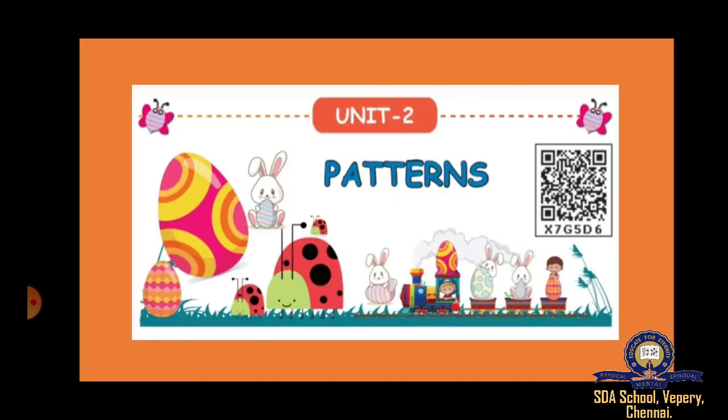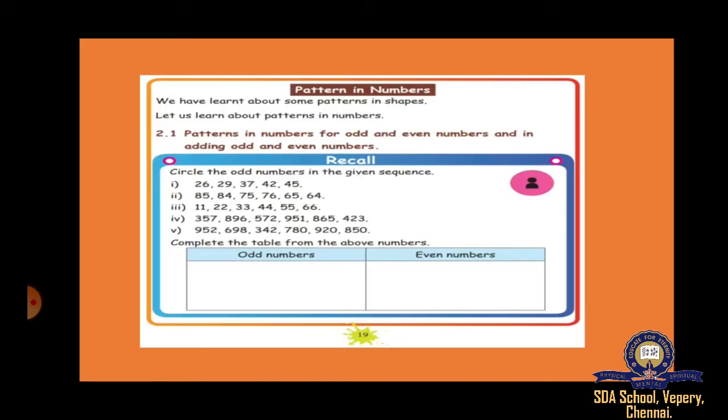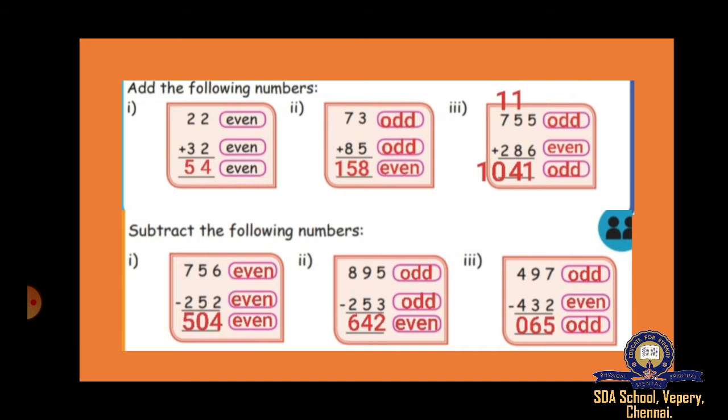Okay children. Next thing we see is unit 2, patterns. In the second unit in term 2 we'll see patterns in even numbers and odd numbers. So you have to know what is an even number and what is an odd number. And then we'll see addition of even numbers and subtraction of even numbers. When I ask in the exam to add the following numbers, you have to mention whether each number is even or odd. You have to mention each number. Okay? And finally the answer also you have to mention like this in the exam.